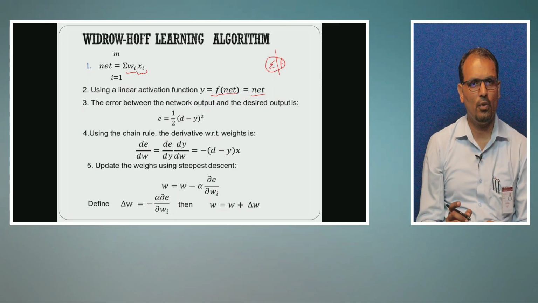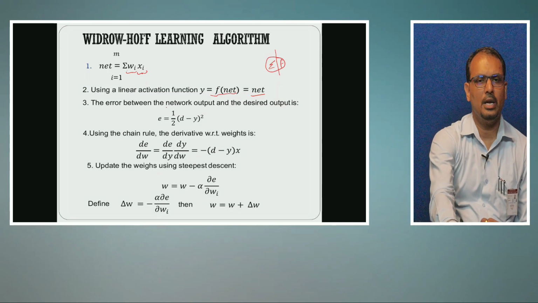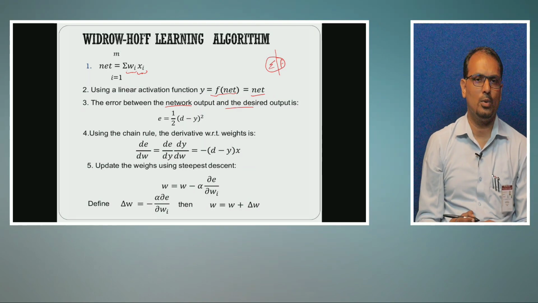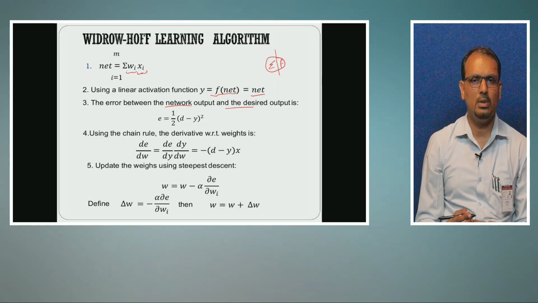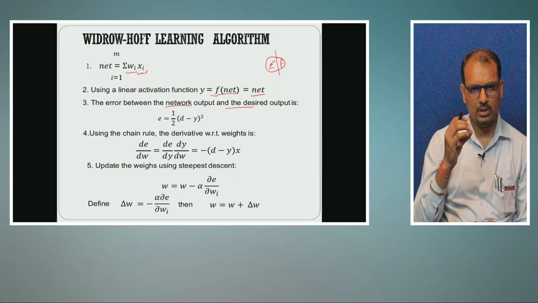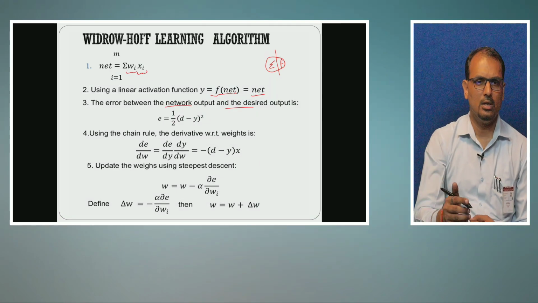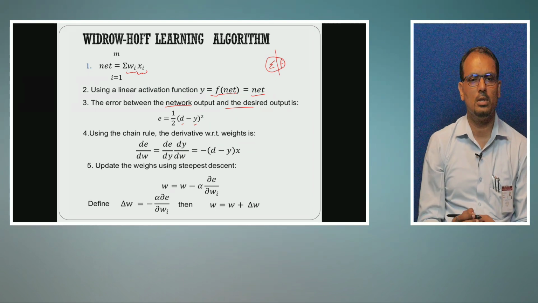As per the second rule of our Widrow-Hoff rule, it is the error between the network output and the desired output. Whatever our model has assumed, and whatever we are expecting, whatever the initial values we have already finalized, this outcome we are expecting. So what is the formula for that? The error is equal to 1 by 2 times the desired output minus the expected output, squared.